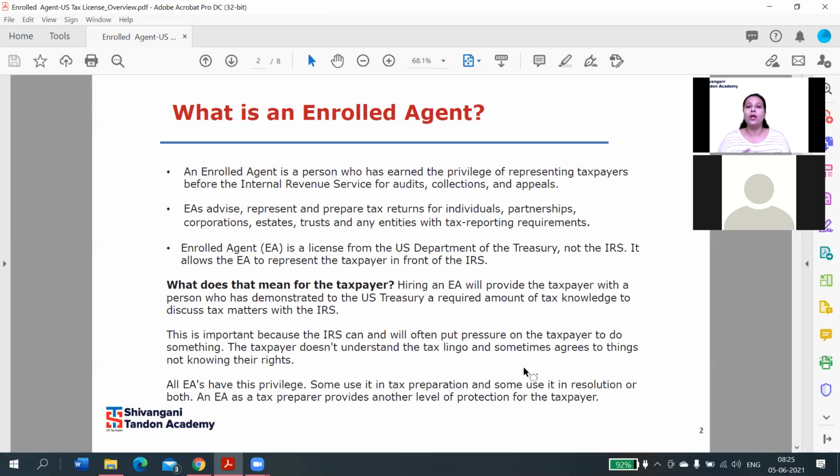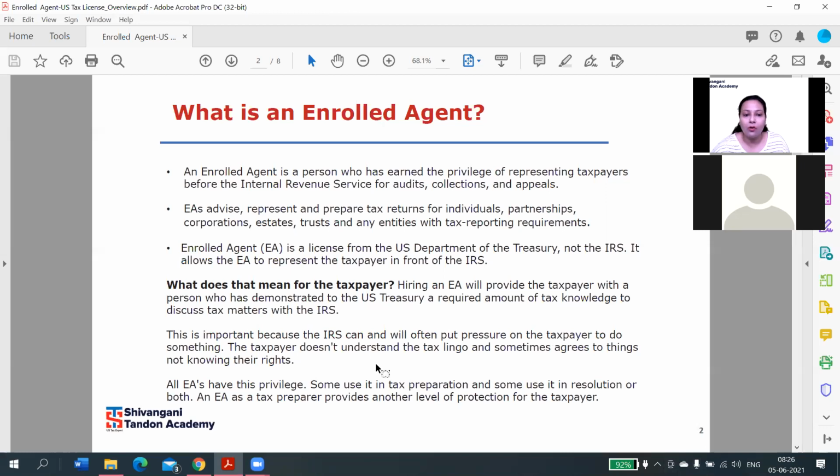Okay. So we have got to know everything about the enrolled agents, what they are, how they can perform, and what tasks they do. This is basically a license from the US Department of Treasury, not the IRS. We talk a lot about the IRS. However, the IRS itself has many departments which work for different tasks. The revenue department works for revenue collection. Similarly, the US Department of Treasury basically works for the US tax forms or enrolled agent tax related licenses and certifications.